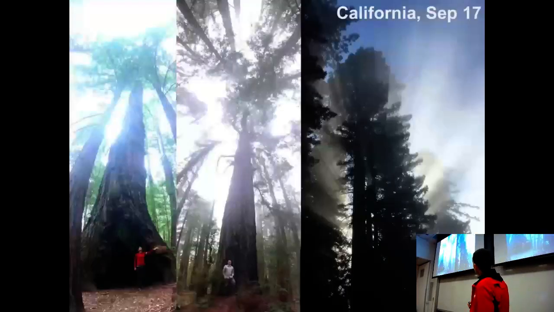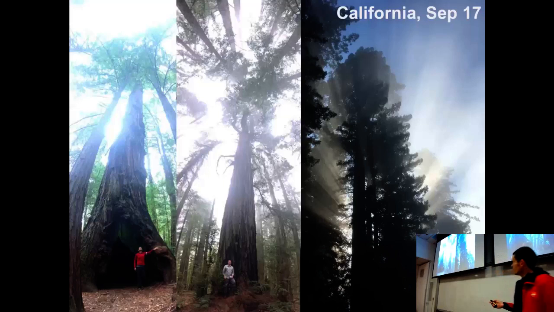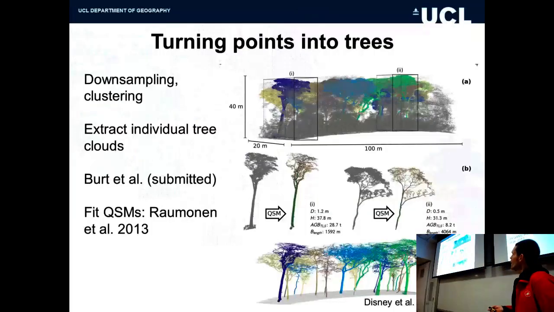This is us working in the sequoia groves. It's a really rather pleasant place to work, with some very old, very tall trees in this area here. A lot of questions about, again, how tall can they grow? What determines the possible height? What constrains the height? Is it the mechanical strength? Is it wind? Is it their ability to take water from the bottom to the top?